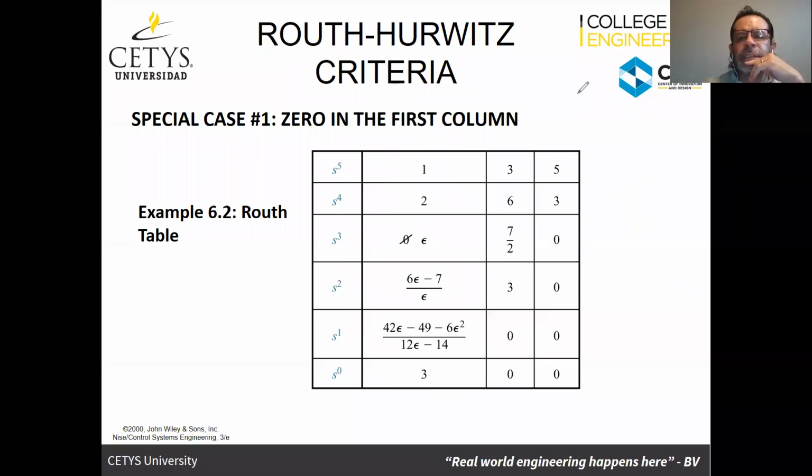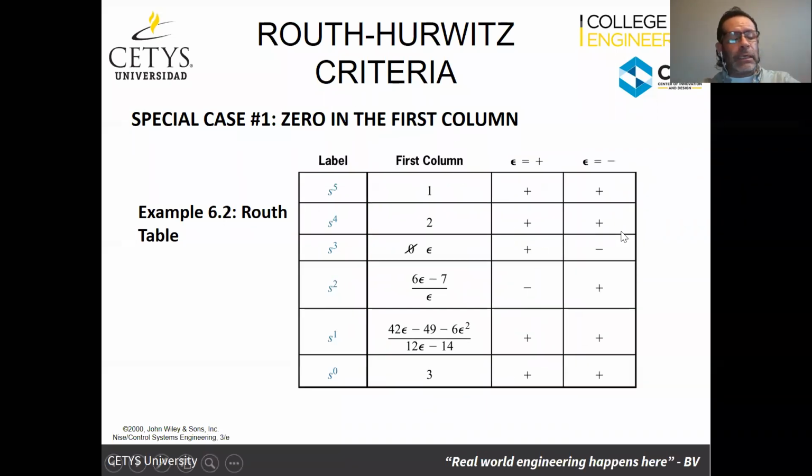I'm going to clear this. We're going to go to the next special case. And this is the case that's completed, where we've got the calculations on the signs on the right-hand side, same as we did on this example. So that's what we do if we get a special case when we have a 0 in the first column.